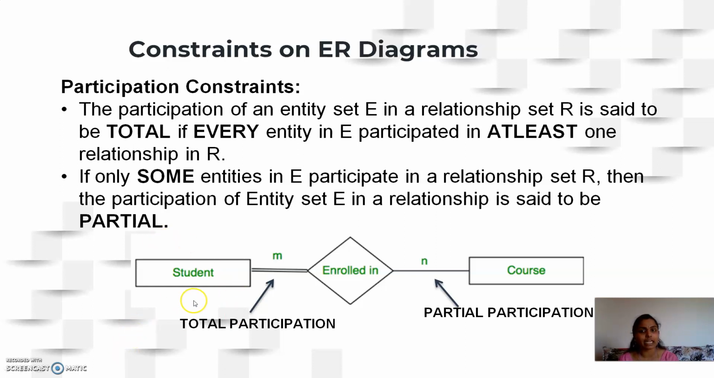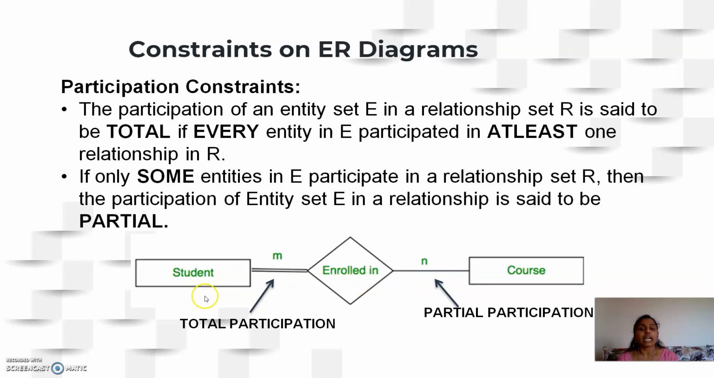So here is an example that we are considering. Students enrolling for the courses. It is mandatory for every student to participate in one course or the other. So all the students are participating in the courses, and that's why students are totally participating. We represent that using a double line. But if you observe, all courses need not be opted by all the students. Only some of the courses will be participating in this enrolled relationship. That is why the course is partially participating in the enrolled in relationship.